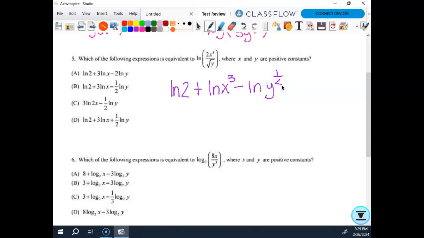Okay, so now it says which of the following is equivalent. What I have right now does not match up over there, so I need to go a little bit farther. Natural log of 2 is just natural log of 2. This 3 comes out front, and then the 1/2 comes out front. And there we go. So that is natural log of 2 plus 3 natural log of x, so I can eliminate that one, minus 1/2 natural log of y. That is B.